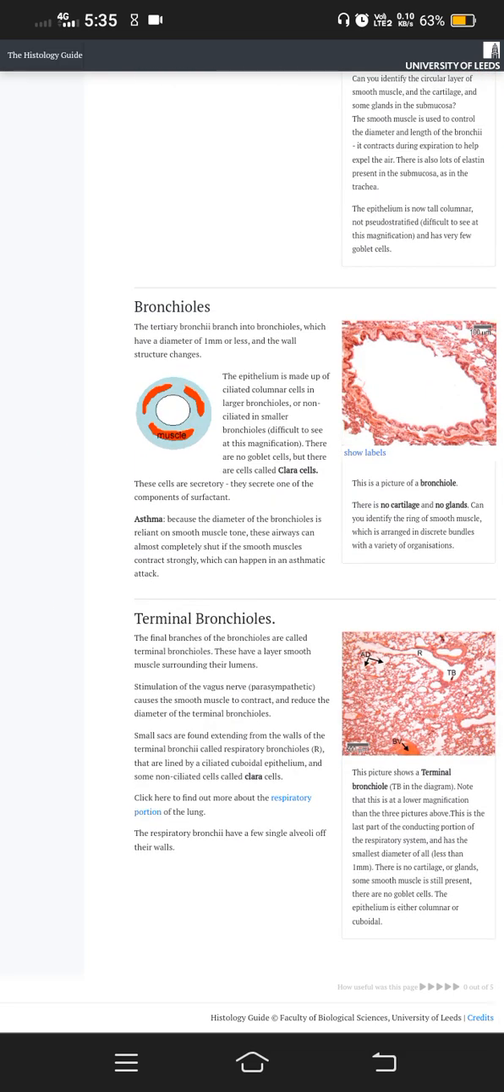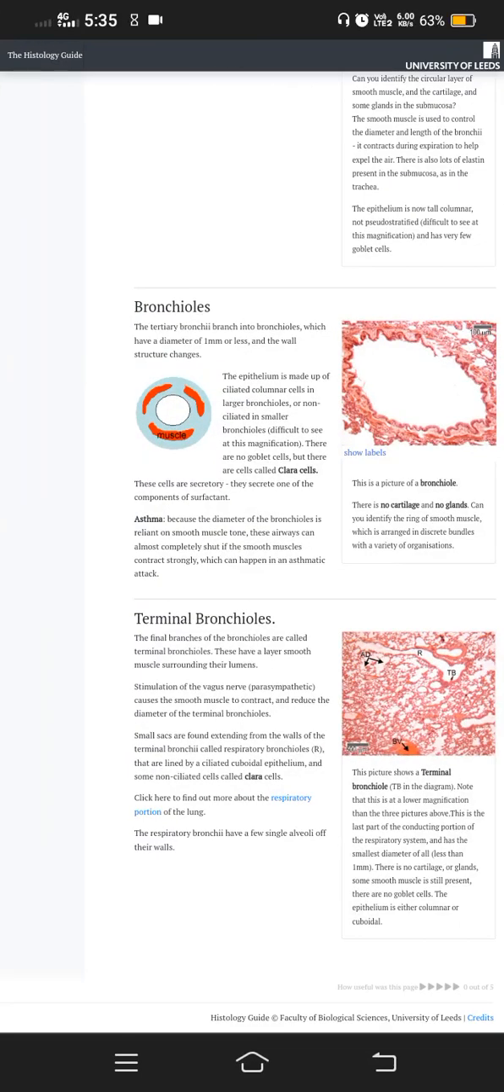Then bronchioles. The tertiary bronchi branch into bronchioles, which have a diameter of 1 mm or less, and the wall structure changes. The epithelium is made up of ciliated columnar cells in larger bronchioles or non-ciliated cells in smaller bronchioles, which is difficult to see at this magnification. There are no goblet cells, but there are cells called Clara cells, which secrete one of the components of surfactant.